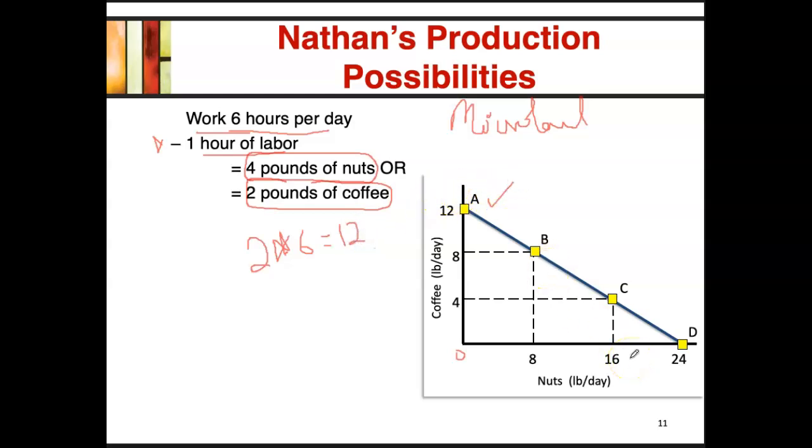If he decides to produce only nuts and no coffee, he's going to use his whole 6 hours to produce just nuts. Remember, you can collect 4 pounds of nuts in an hour, so it's going to be 4 times 6, and that is going to be 24. So it's going to be at point D, and basically you can connect this, and that will give us the production possibility. So this is the production possibility curve for Nathan.